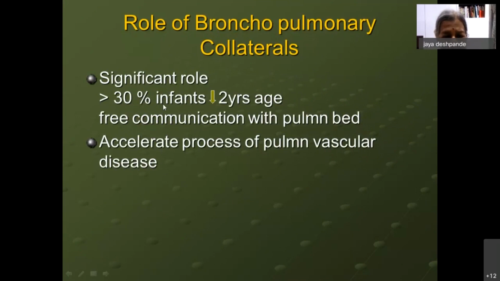Less than 30% of infants within 2 years. This is significant because it leads to a free communication in the pulmonary bed. However, it accelerates the process of pulmonary vascular disease.